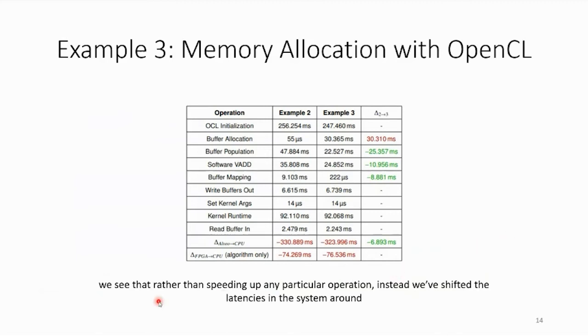And we can see that rather than speeding up any particular operation, it seems like it shifts the latency in the system. In example 2, the buffer population takes more time, but in example 3 with OpenCL, the buffer allocation takes more time. You can see here it just shifts the latency. It doesn't really improve the runtime here. It's just another way we can allocate aligned memory.